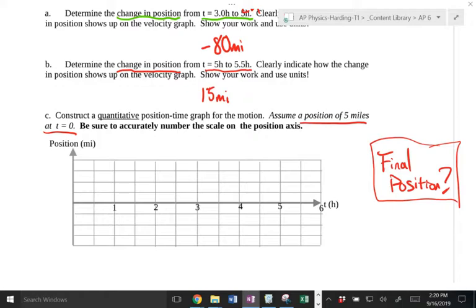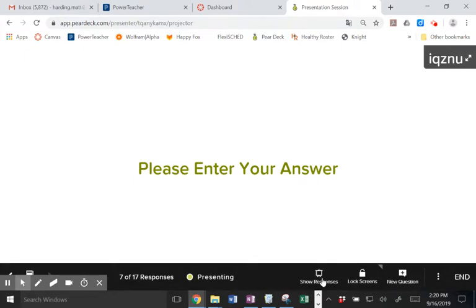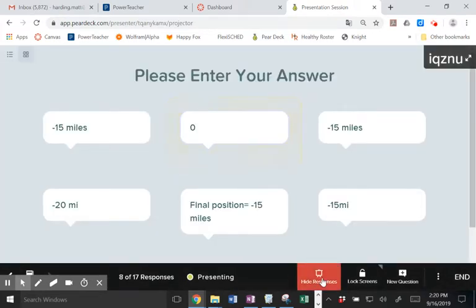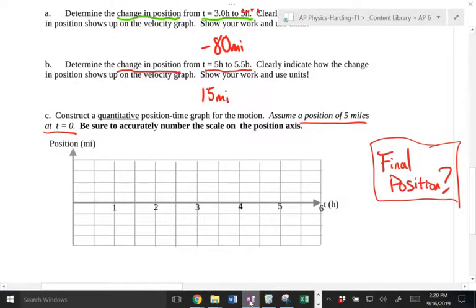All right, friends, where are we at with this? We've got negative 15 miles, 0, negative 15 miles, negative 20 miles, negative 15 miles, negative 15 miles. So I'm going to number the axes like this. Okay. And it's got to start at 5 because it tells me it starts at 5.